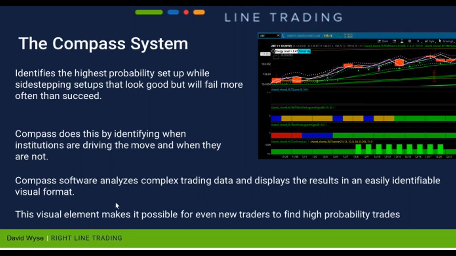And the Compass software does this by analyzing complex trading data, which I'll go over a little later, and displays the results in an easily identifiable visual format. This is really important because it's complex information to know whether the institutions are in the trade or not, but it needs to be presented in such a way that even new traders can understand it. That's what makes this so important: the visual element makes it possible for even new traders to find high probability trades. You'll see that when we take a look at the Compass system. This is a graphic display of what the Compass system looks like on thinkorswim.